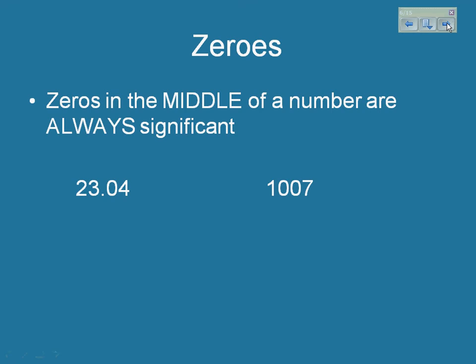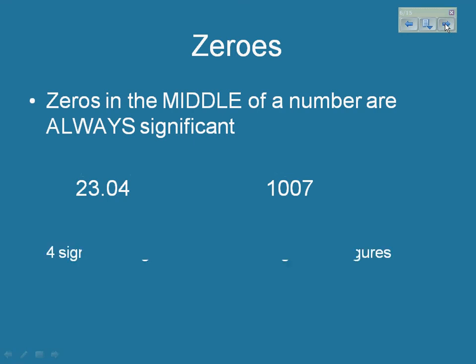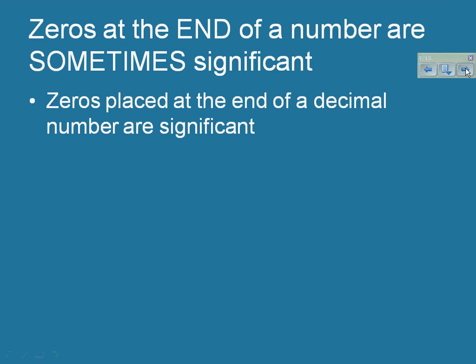23.04. You start counting significant digits from the front of the number. I'll just make little dots. 1, 2, 3, 4. If you look at 1007, start counting from the front of the number, first non-zero digit. Each of those have 4 sig figs. Zeros at the end of a number are sometimes significant. Zeros placed at the end of a decimal number are significant.